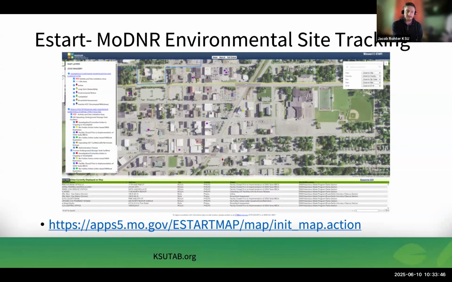One other tool that's very useful on the local level, and this is an ArcGIS tool. It's hosted through the Missouri Department of Natural Resources. It's called eStart. It's a site tracking tool for many historical environmental issues. So you can look and see where brownfield investigations were, where any tanks that are known about, former gas stations, things like that.